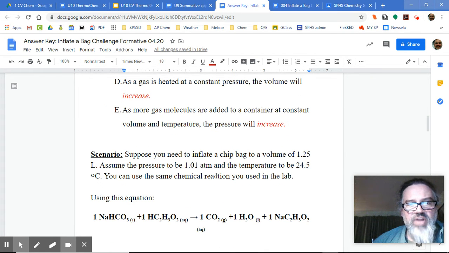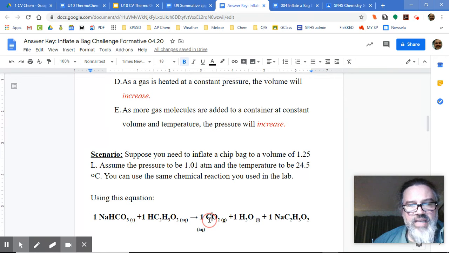Then we have this scenario question. In this scenario question, you're going to be asked a question similar to this. We're talking about trying to inflate a potato chip bag, right? About 1.25 liters. You want it to be about standard pressure and standard temperature, a little high on the pressure, a little low on the temperature. And you have available a chemical reaction to produce this gas, carbon dioxide.